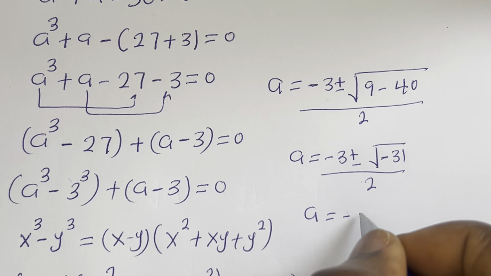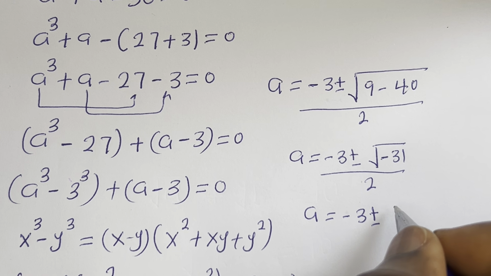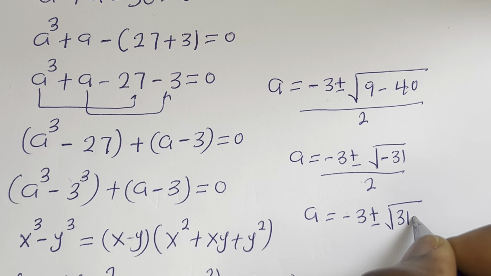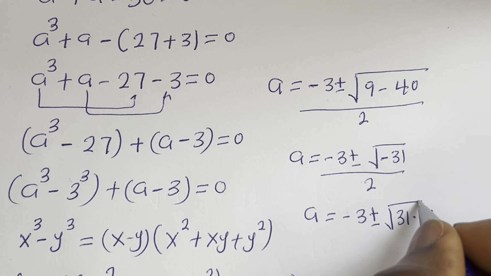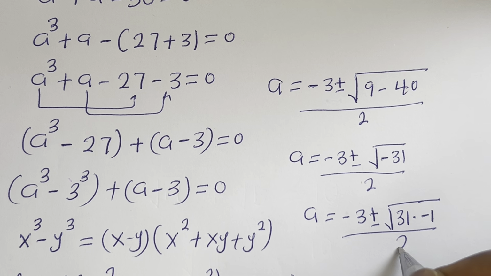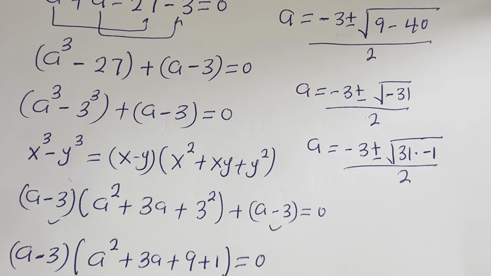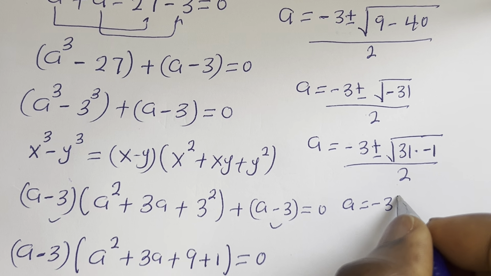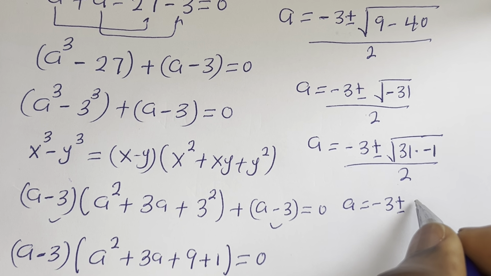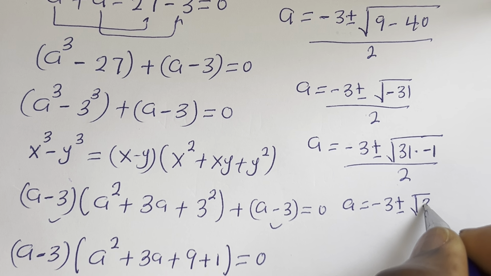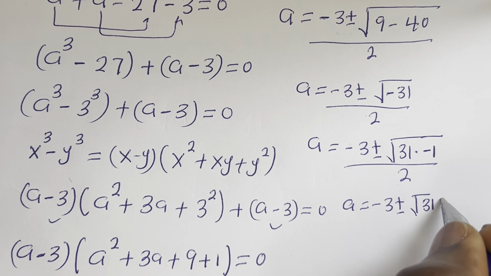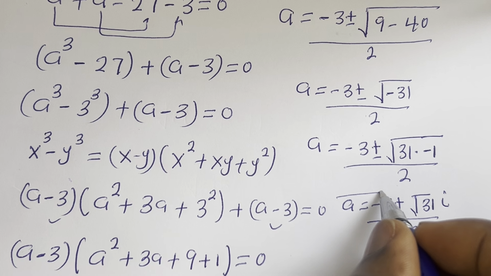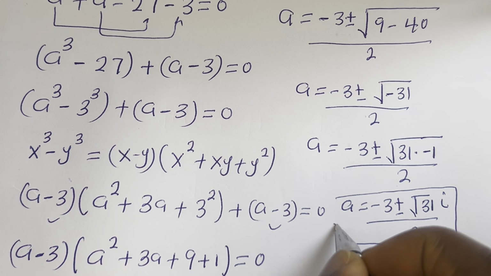a is equal to minus 3 plus or minus square root of 31 multiplied by minus 1 over 2. Then a is equal to minus 3 plus or minus, this is square root of 31, and square root of minus 1 is i, over 2. These are also the value of a.